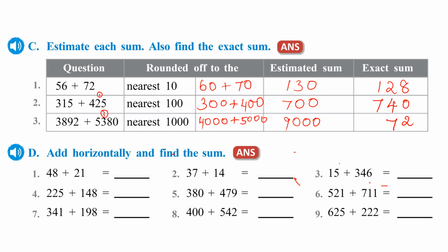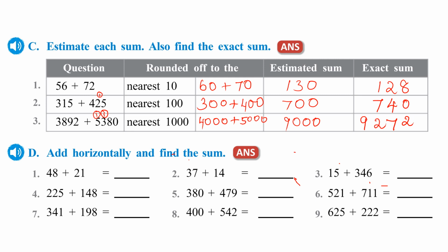3 plus 1 is 4. 4 plus 8 is 12. So I write 2 in hundreds place and take 1 as carry over to thousands place. 1 plus 5 is 6. 6 plus 3 is 9. So in thousands place I write 9.